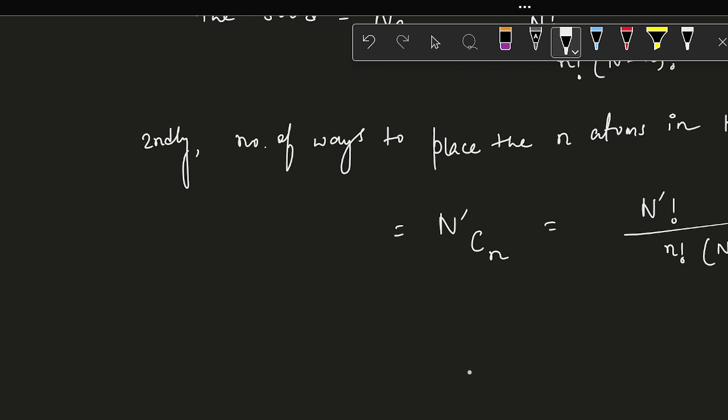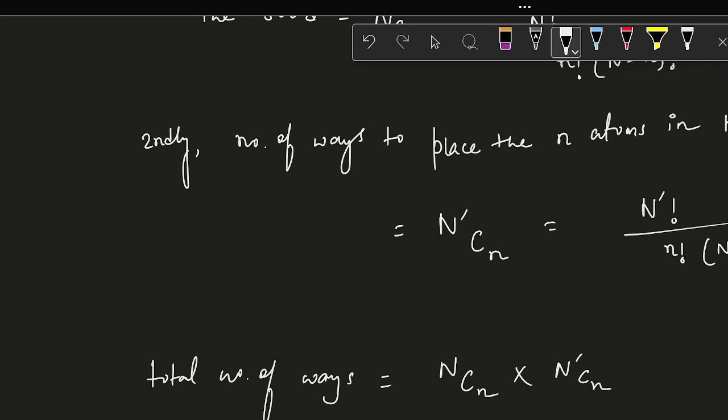So now what is the total number of ways? These are two independent events, so the total number of ways will be just a multiplication of both of them. It is just N C n times N prime C n. So the answer will be N factorial by n factorial into N minus n factorial, times N prime factorial by n factorial into N prime minus n factorial. So this is your final answer.